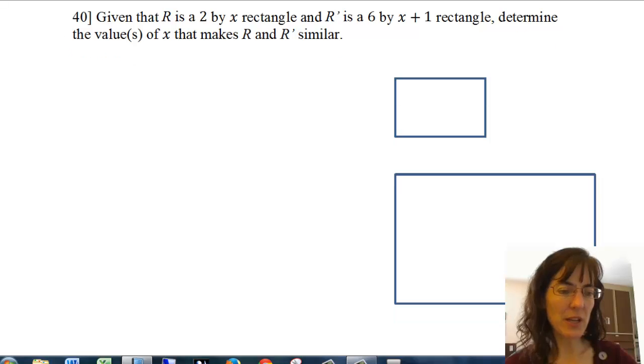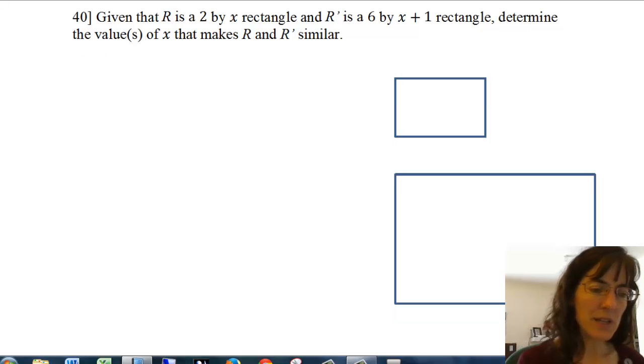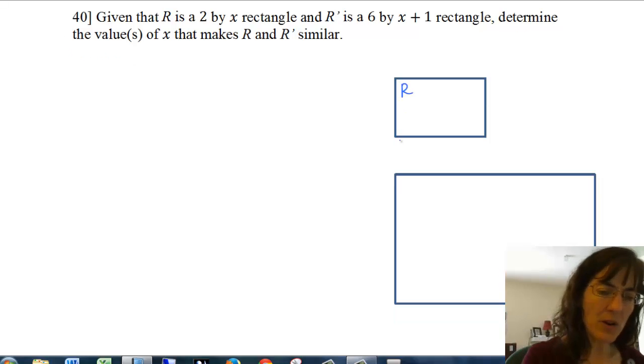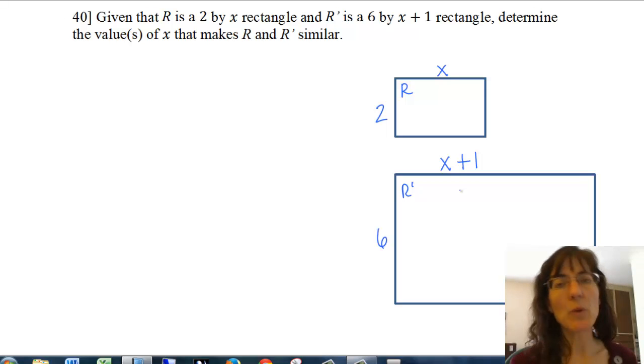Let's look at another one. This one is a 2, this is my r, and my r prime, and so this is a 2 by x rectangle, and r prime is a 6 by x plus 1 rectangle. And we want to know what values of x are going to make the two similar.